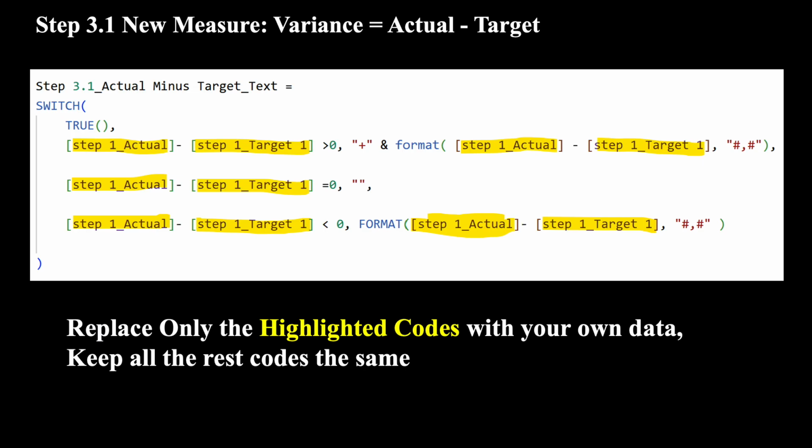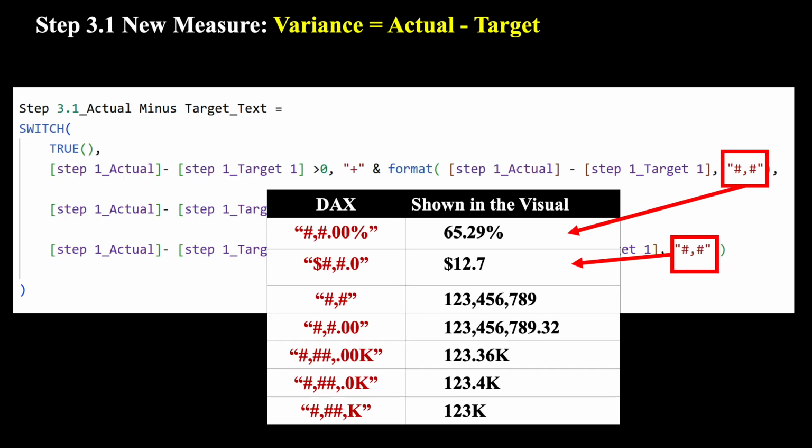Step 3.1 is to create a measure to calculate the variance between actual and target. Again, please replace only the highlighted sections with your own data and keep all the rest the same. One thing about this 3.1 is how you want to display the data labels in the line chart. Is it by percentage or the dollar sign or how many decimal points you want? Or with a K for the thousand, please replace the highlighted 2 sections based on your own data.